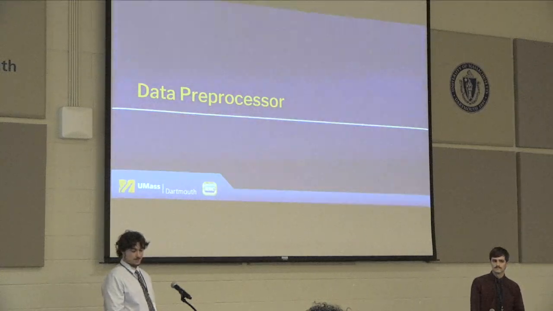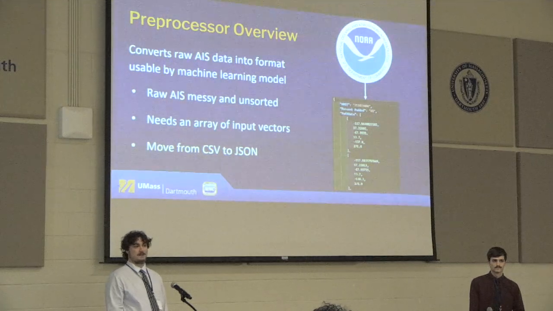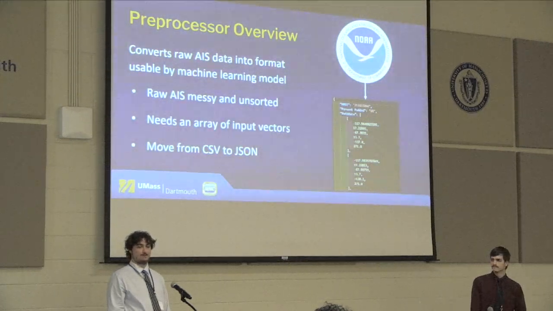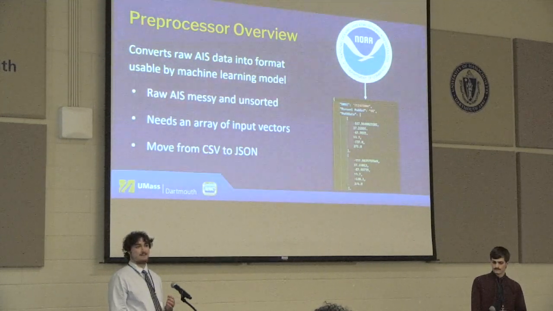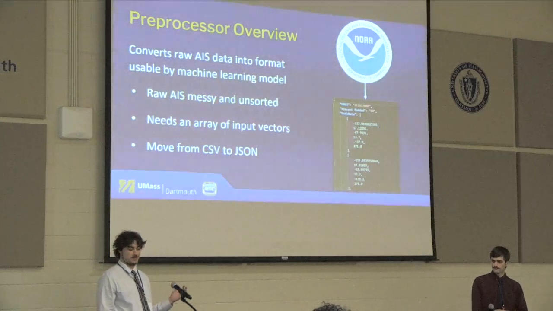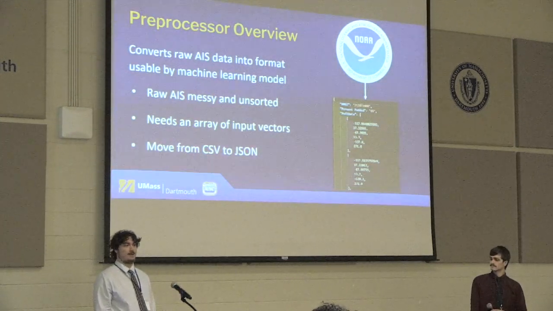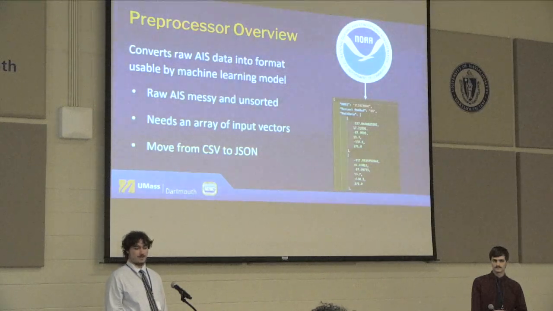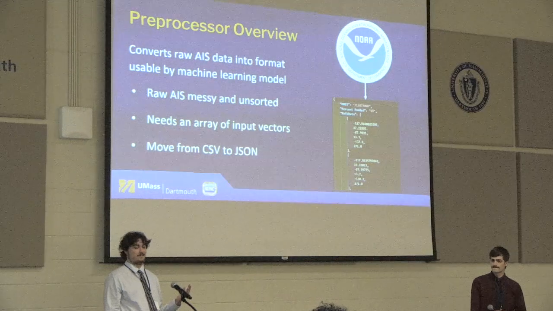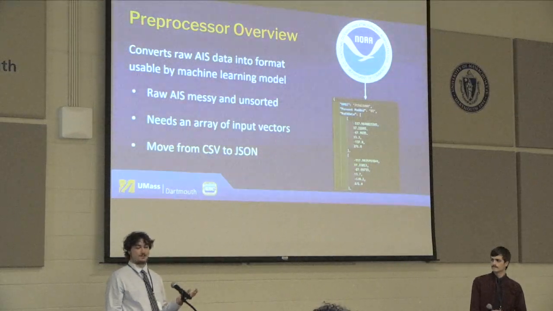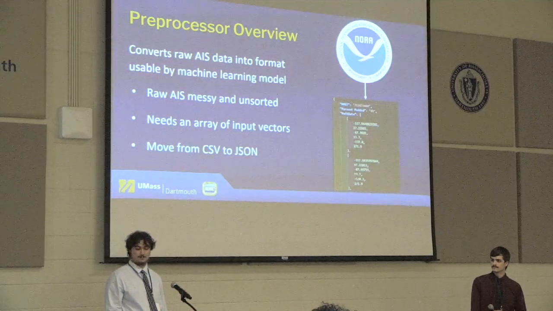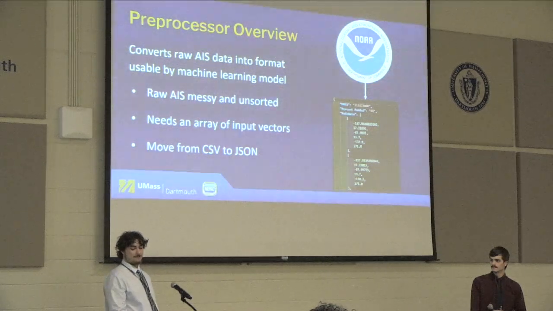The next of our major functional components is our data preprocessor. Our data preprocessor is essentially responsible for taking that raw AIS data, which we were sourcing from NOAA, as mentioned earlier, and converting it into a format that our model is actually able to train on. The raw data that's coming in is messy and unorganized, and it's not in the numeric ranges or organizational structure that our model is able to train on. So we have to go through a procedure in order to prepare it.